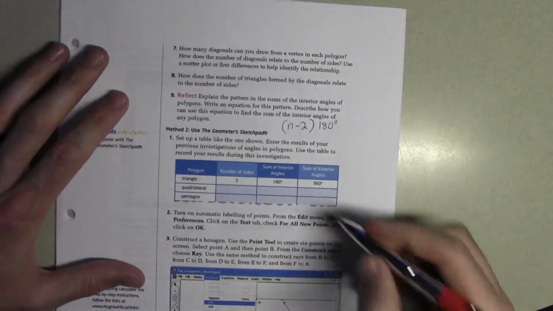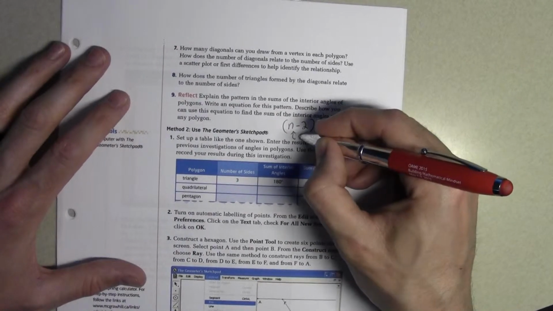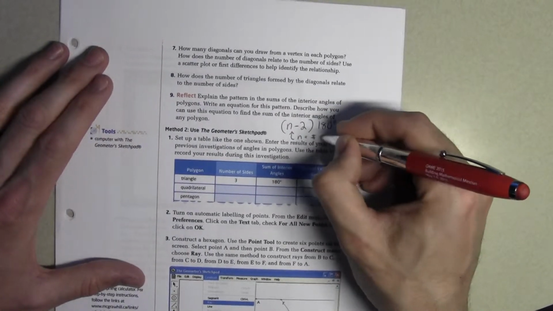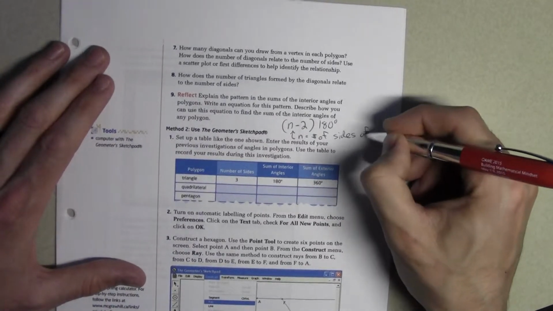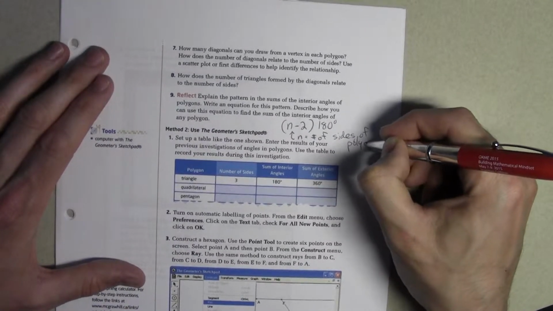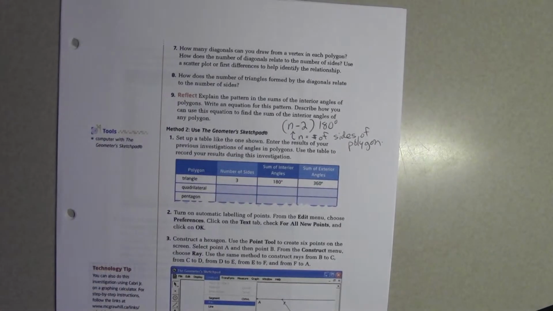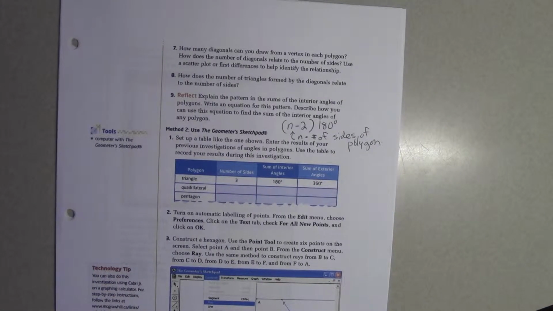Where n is equal to the number of sides of the polygon. Yeah, so there's the equation. Okay, Joseph? So the number of sides of your polygon, subtract 2 times 180.